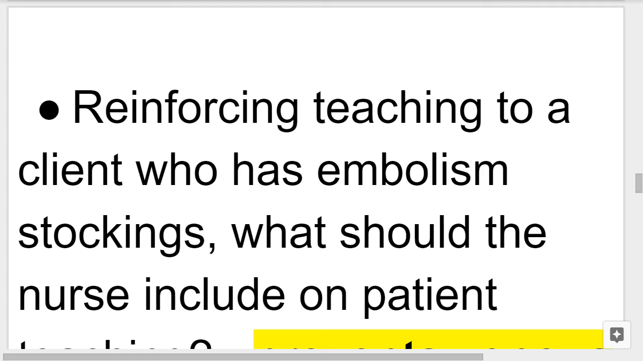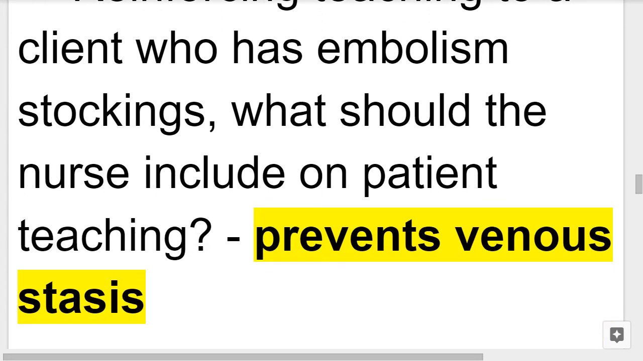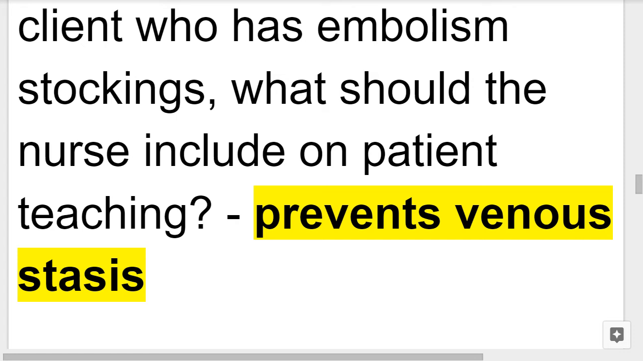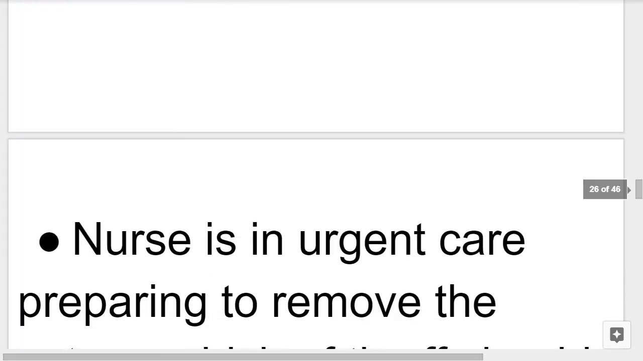Reinforcing teaching to a client who has embolism stockings. What should the nurse include in patient teaching? It prevents venostasis.